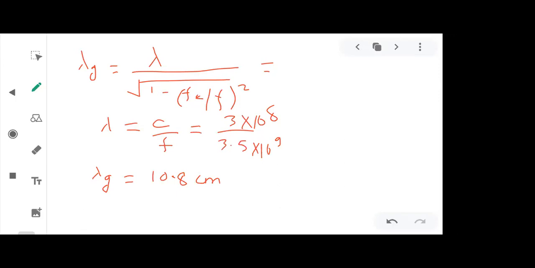centimeter. And how much is lambda? If you have a calculator, you can calculate it, otherwise I will calculate this. It is 3 divided by 35. So 8.5 centimeter, 8.6 almost. This is 8.6 centimeter.